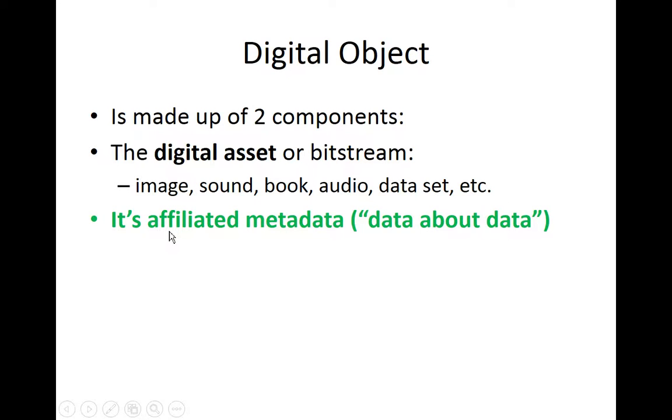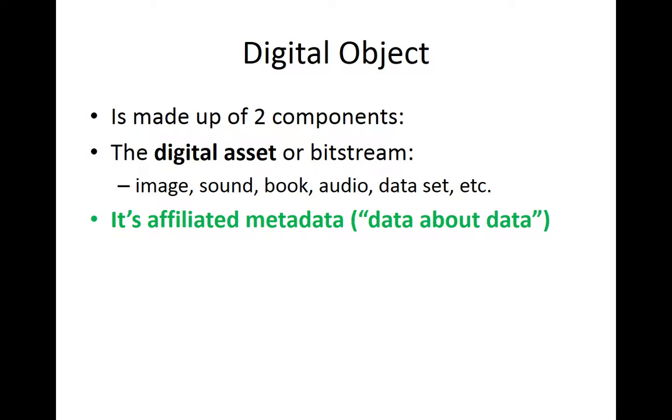metadata. Well, first let's think about what a digital object is. Pretty much up until now what we've been talking about is really one part of a digital object, or how I define a digital object, and that is the digital asset itself, or the file bit stream rather. So when we think of an image, sound, a PDF book, or any kind of document file, audio, data set, etc. When I think of the asset, I'm thinking just the bit stream.